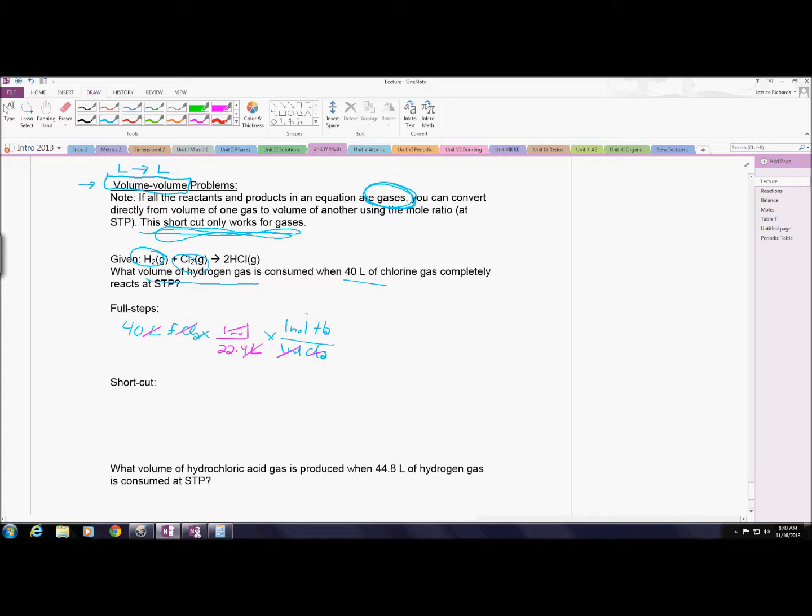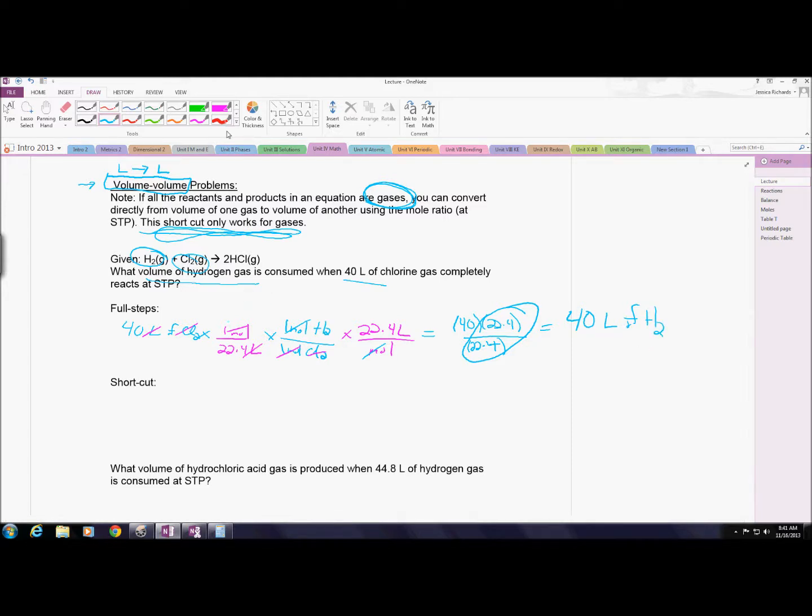Do they want moles of hydrogen? Nope, they want liters of hydrogen. So to find liters of hydrogen, I use 22.4 liters per every 1 mole, which is going to cancel the moles, and then I do the math all the way across. Now watch what happens when I condense this. I have 40 times 1 times 1 times 22.4 over 22.4 times 1 times 1. The 22.4s cancel, and I just have 40 liters of hydrogen.